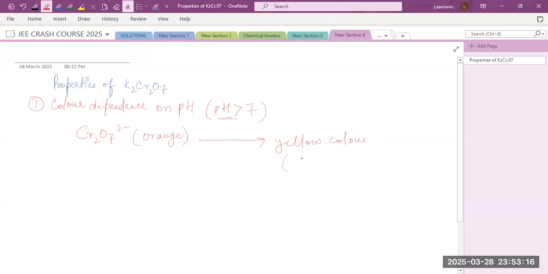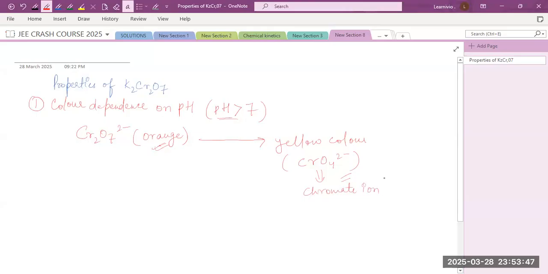Why? Due to the formation of CrO4 2 minus, chromate ion. This dichromate ion solution, which is an orange color solution, changes from orange to yellow color solution. Why? Due to the formation of CrO4 2 minus ion. CrO4 2 minus ion is chromate ion.